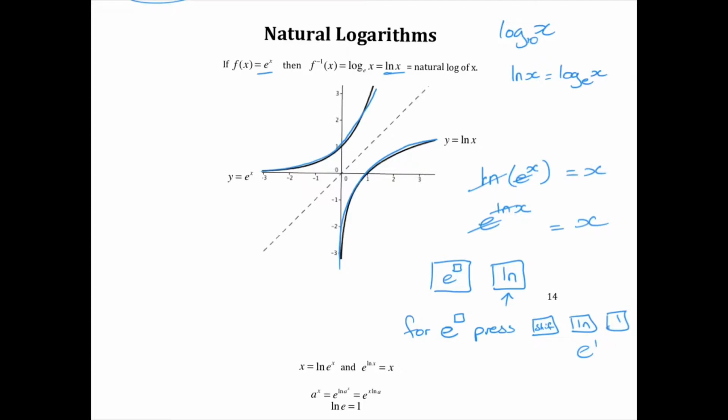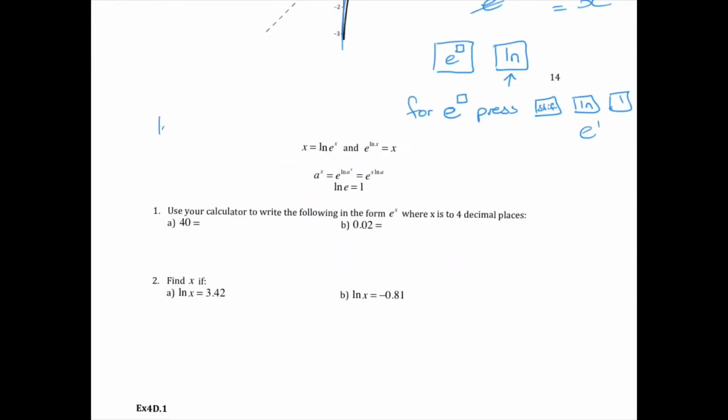E is about 2.718. Girls, remember how log base 10 of 10 equals 1? Similarly, log base e of e equals 1, or in other words, ln of e equals 1. Is that okay? Because with ln, just assume it's log base e, always.